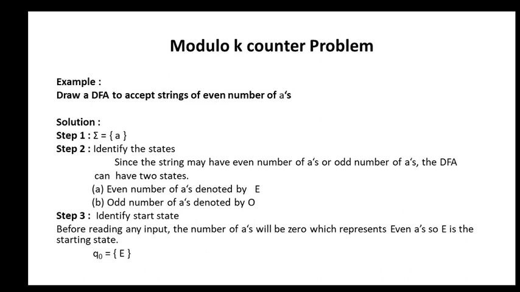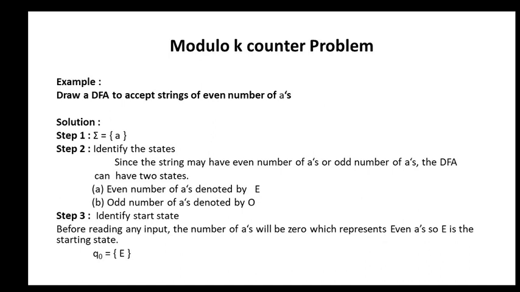One is the even number of A's state, denoted by capital E. The other is the odd number of A's state, denoted by capital O. This E refers to the even number of A's, and O refers to the odd number of A's.